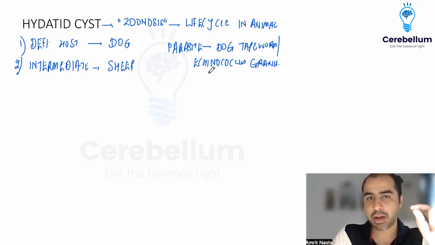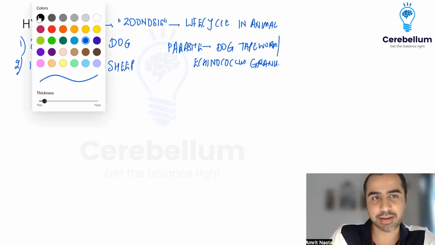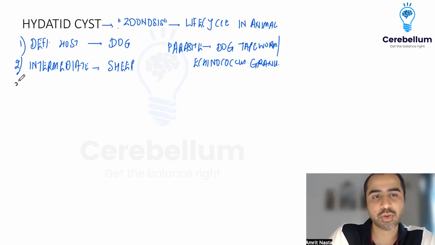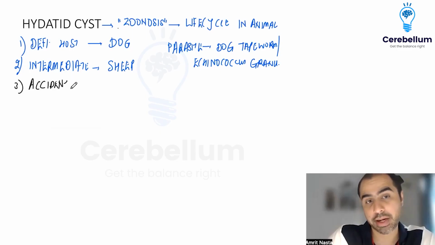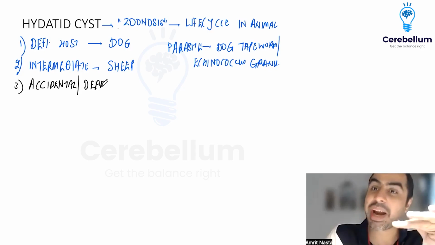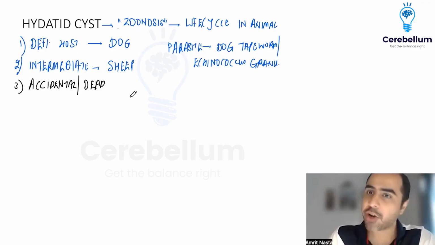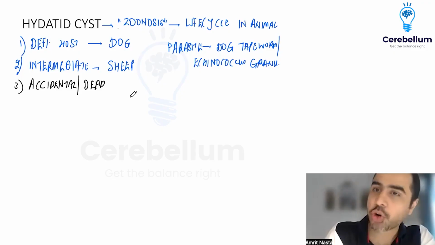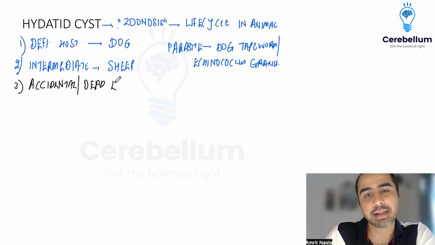That is a parasite. So now what is the human's mistake in this? Where did the human come from? So man is the accidental host. Man gets it by accident. Should not be getting it. Man is the dead end host. Dead end means if hydatid cyst happens in man, the life cycle of the parasite will end. Because from man, it cannot go back to the dog. At least it should not go back to the dog. So man is the dead end host, unfortunately.